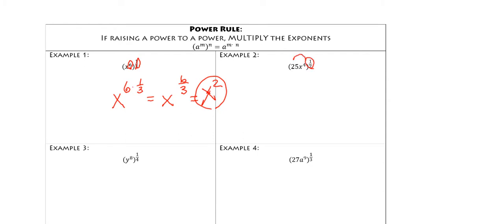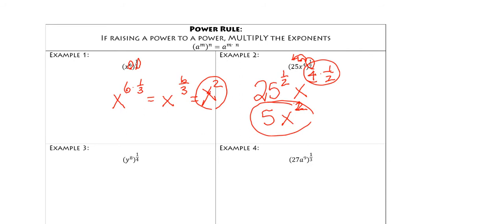Here we have 1/2, and the 1/2 needs to be raised to both the 25 and the x to the 4th. So we have 25 to the 1/2 power, x to the 4 times 1/2 power. Multiply the power rule there. 25 to the 1/2 power is 5. For x, when you take 4 times 1/2, you get 2. And that's simplified, and that's our final answer.